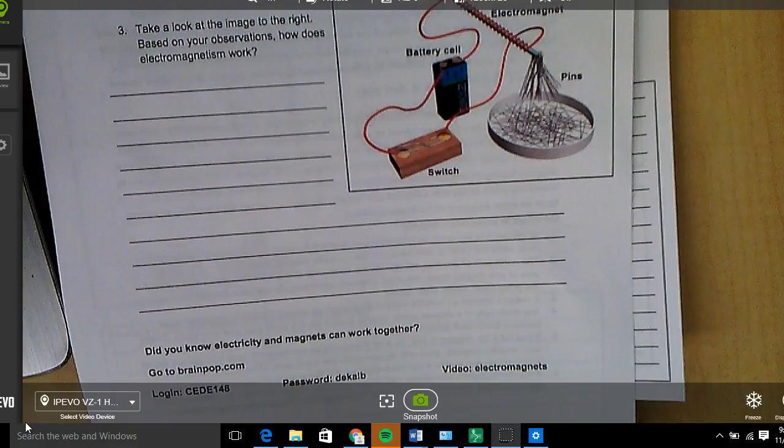What end would this have to be? If there's a north side and a south side, this has to be what? North, because they have to be opposite. Okay? So when we say opposites attract, it means that the opposite ends of magnets are drawn together and they attract. You write: the opposite ends of magnets attract.